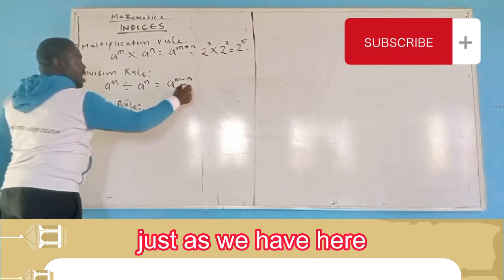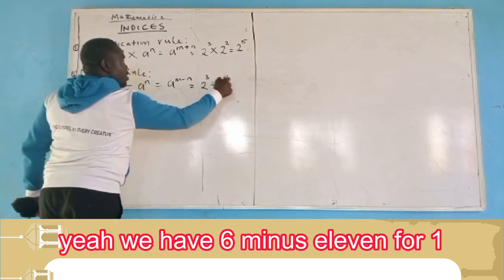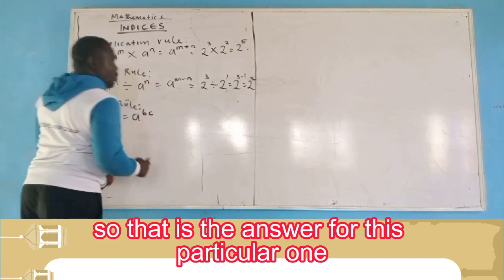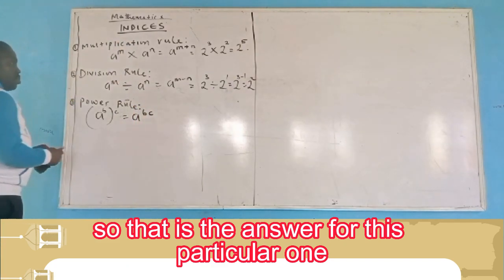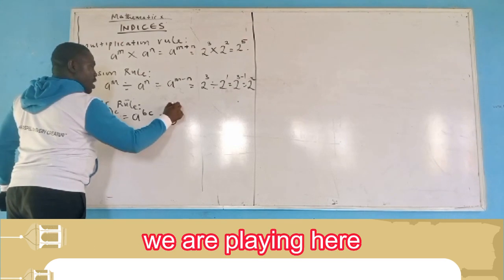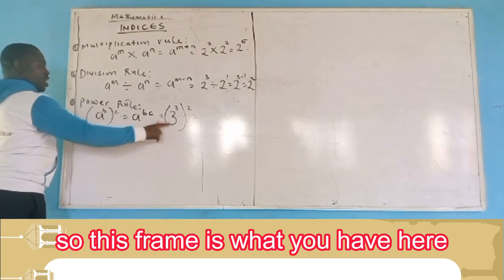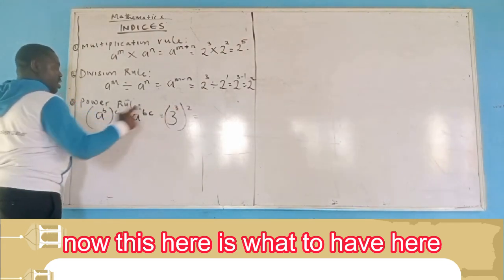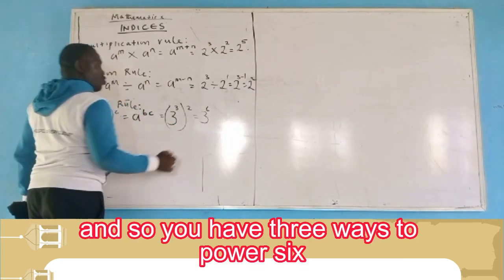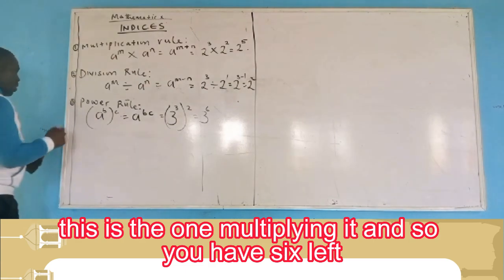What does this imply? Let me do an example here for you. Here we have, say, minus, or let me put 1. And so we have 2 raised to 3 minus 1, and 2 raised to the power 2. That is the answer for this particular one. But for this, how do we give an example? Let's give an example as this. We have 3 here as power, and then we have 2 outside. So this 3 is what you have here, the p here is what you have here, c is what you have here. So power multiplies power, and so you have 3 raised to power 6. Please take note of this. This is the one multiplying this, and so you have 6 there.